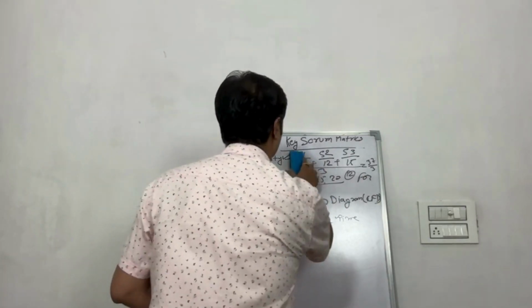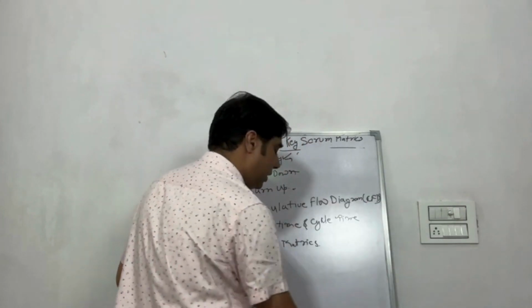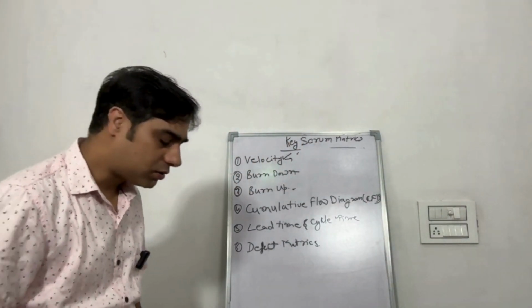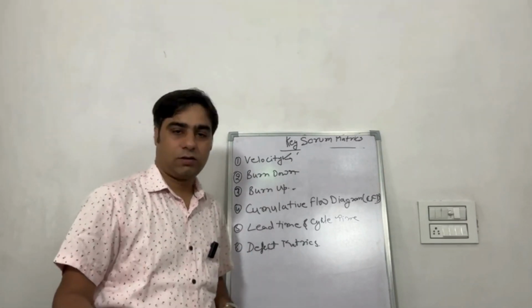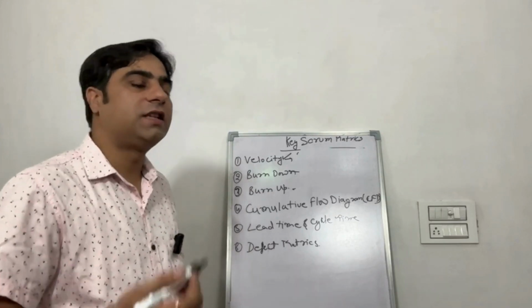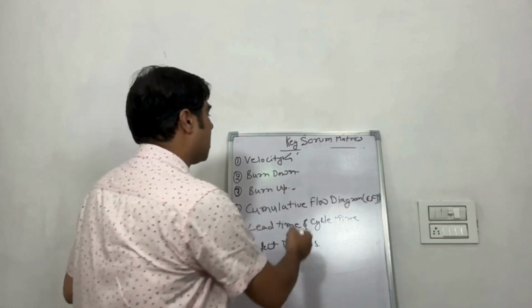Now let's discuss the second point. The second point is burn down. What is burn down? A burn down chart basically shows how much work or how many story points are remaining with respect to time.